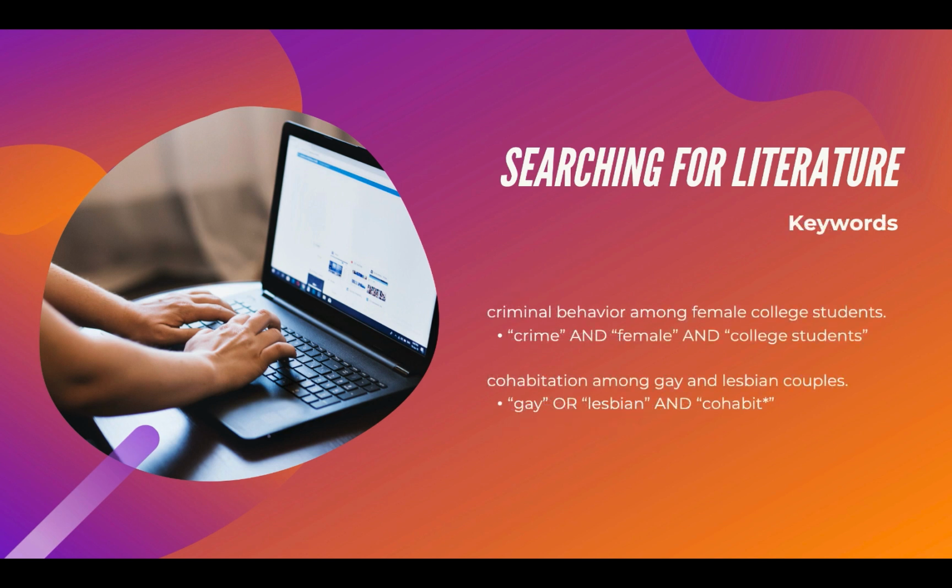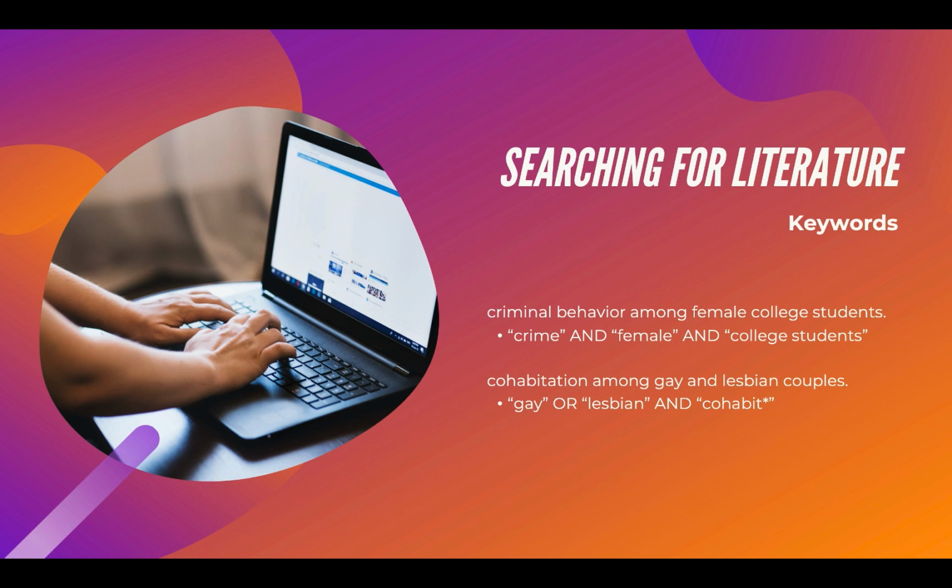If we wanted to look at something like criminal behavior amongst female college students, the way we would look at articles or books about criminal behavior among female college students, we would say, let's search for the word "crime" and the word "female" and the word "college students," or even just "students." And you see how it's broken down there. "Crime" in quotation marks, then "and," which tells the search engine that I want the first word and the following word and the following word. So any article that includes all three of those words.